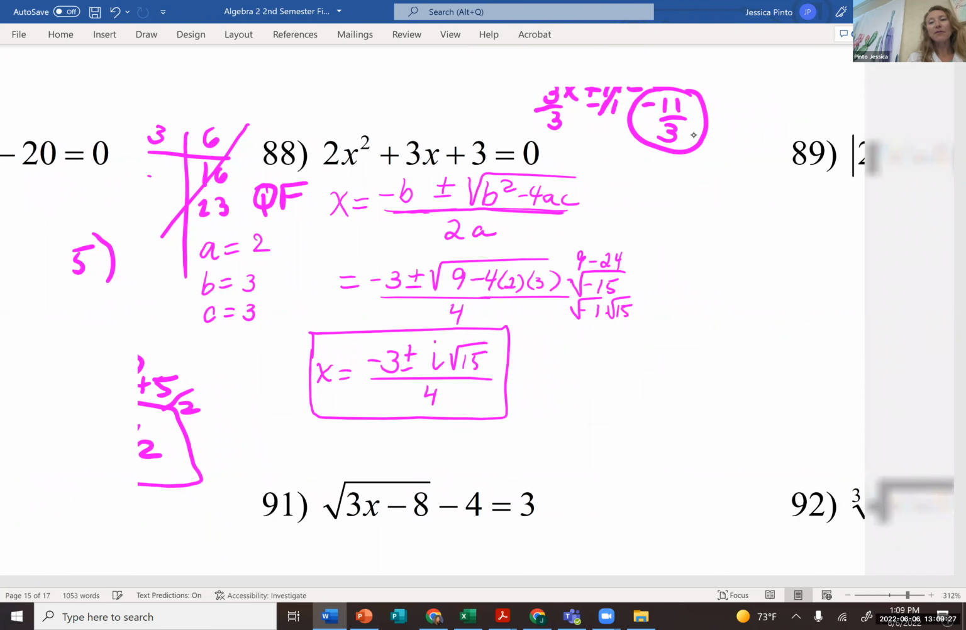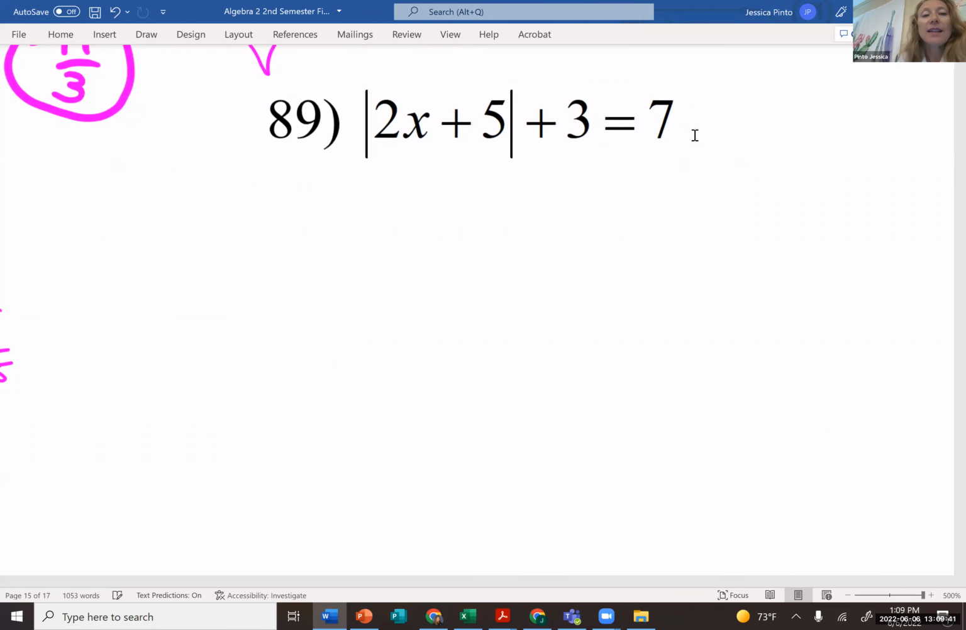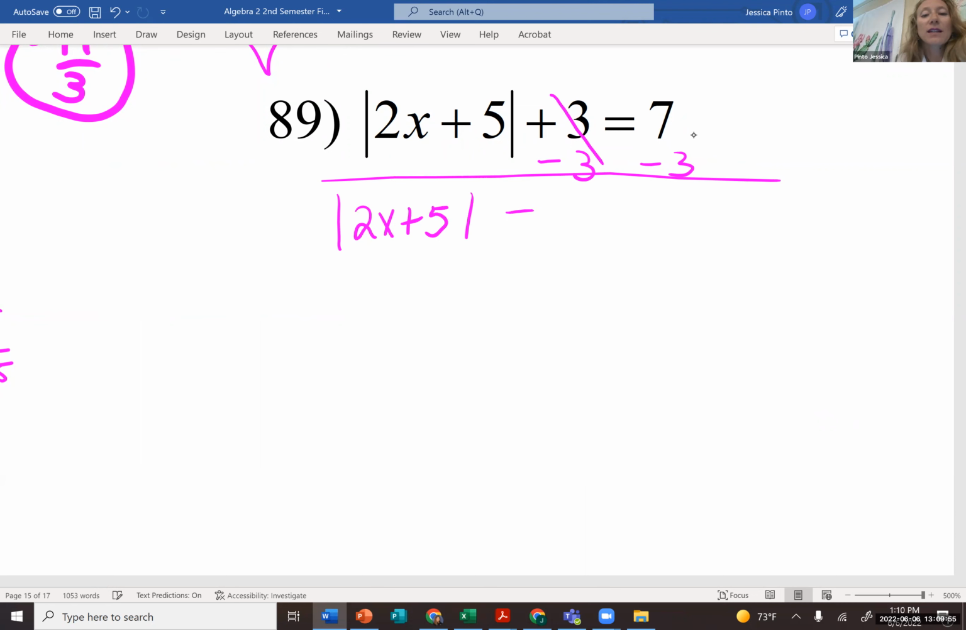All right, 89, we're feeling a little better about that. That's an absolute value function. And remember, for absolute value, it looks like a V shape when we graph it. So we do expect to find two solutions most of the time. So looking at this absolute value, we're going to first start by isolating the absolute value itself. So I'm going to subtract 3. That gives me the absolute value of 2x plus 5 is equal to 4.